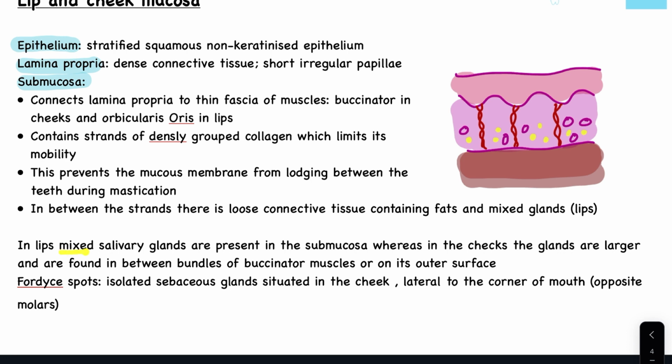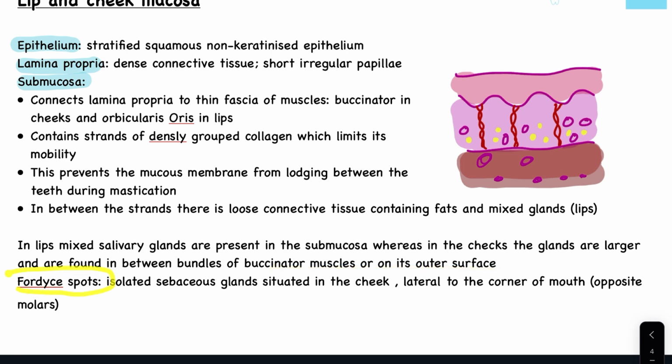In lips, mixed salivary glands are present in the submucosa, whereas in the cheeks, the glands are larger and are found in between bundles of buccinator muscle or on its outer surface. So in lips, we find these glands in here. But if this was a diagram of the cheek, you would find these glands somewhere over here, or in between two muscle bands. This is what that sentence is saying.